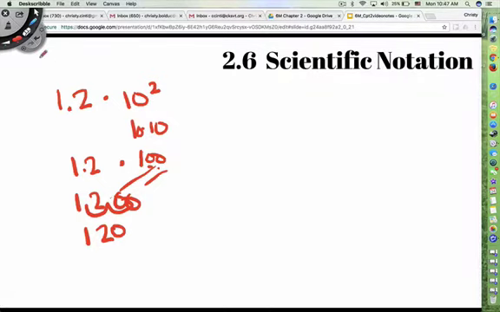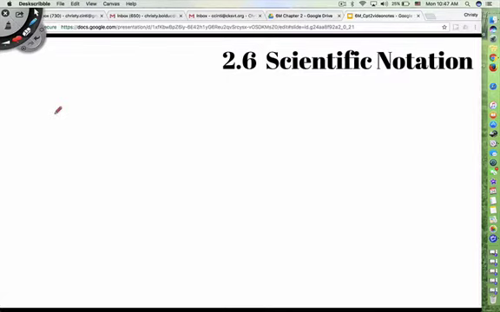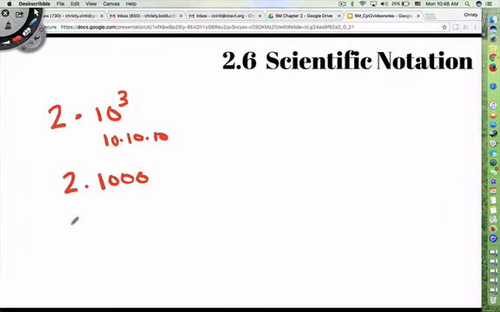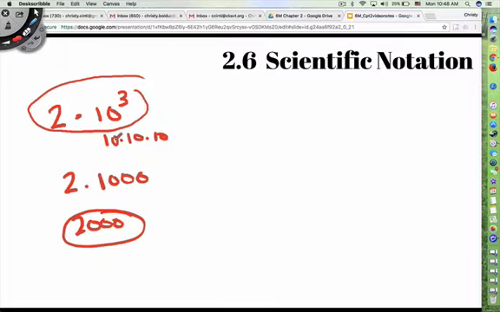Okay, that was less clear, I think, than necessary. If we had 2 times 10 to the 3rd power, 10 to the 3rd power is 10 times 10 times 10, which is 1,000. So 2 times 1,000 is equal to 2,000, right? That's what this is representing. This is the exact same number as this number. They both mean the same exact amount.